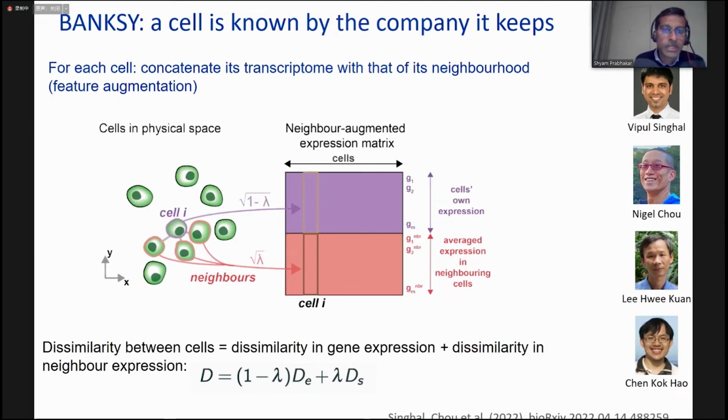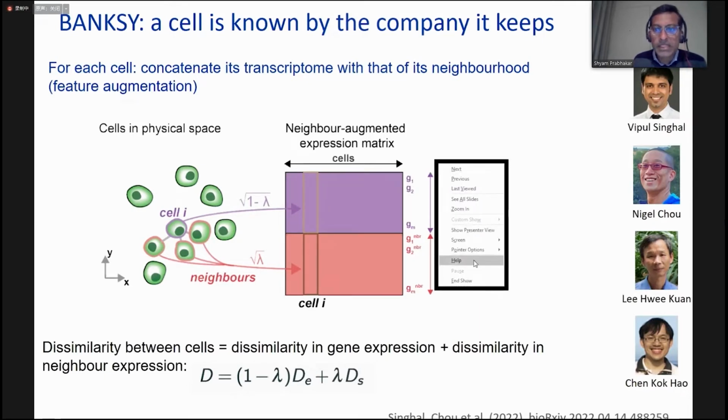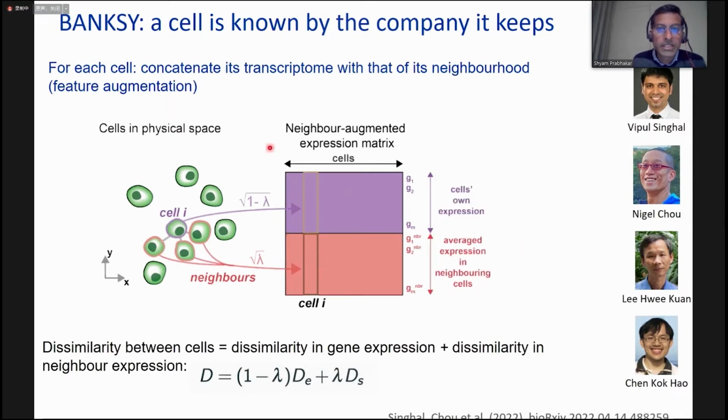What does that mean mathematically? You're all familiar with the gene cell matrix that you use for clustering, right? Each column here is a cell, each row is a gene, and this purple rectangle is the expression level of all of these genes in all of these cells. Now, BANKSY does something very simple to extend this. BANKSY says each cell is represented not only by its own transcriptome, across, let's say, 5,000 genes or 500 genes or whatever, it's also represented by the average transcriptome of its neighborhood, okay?